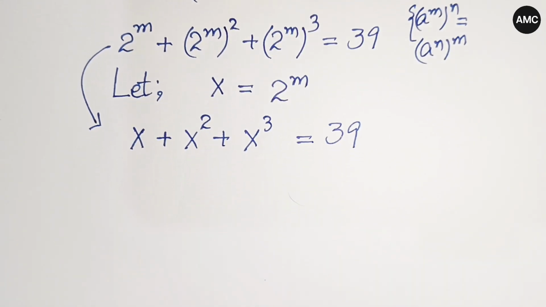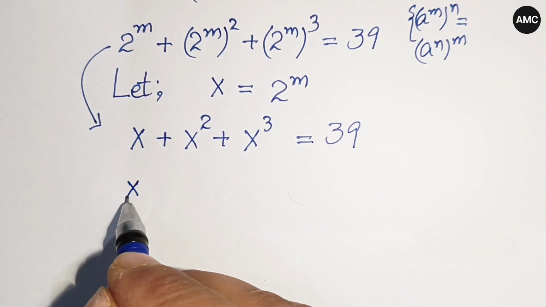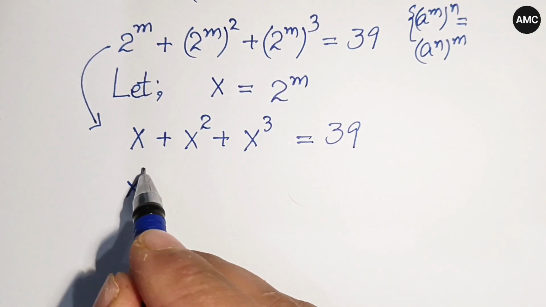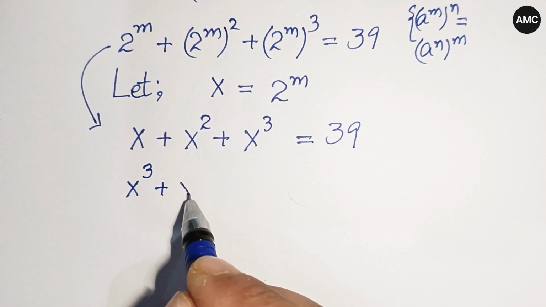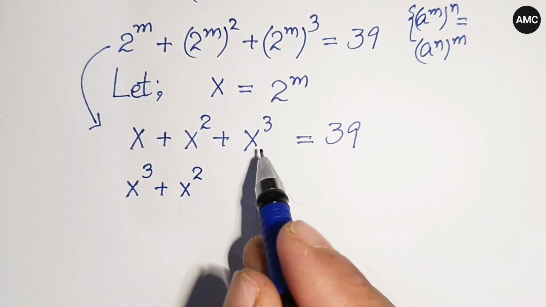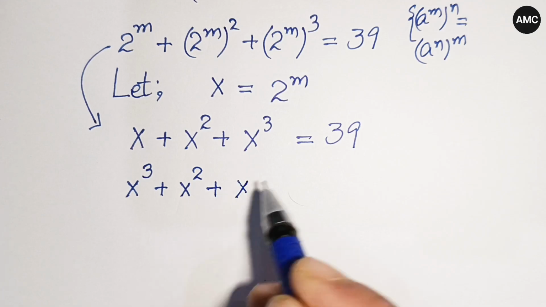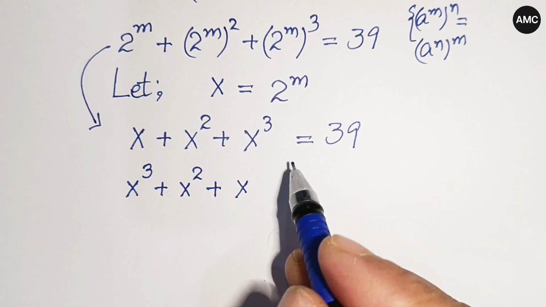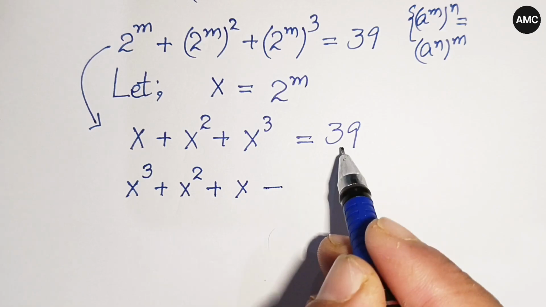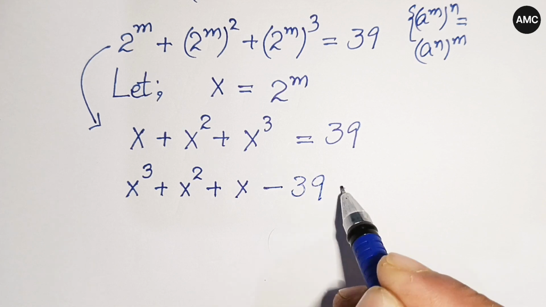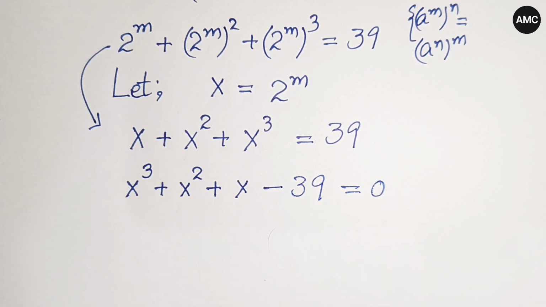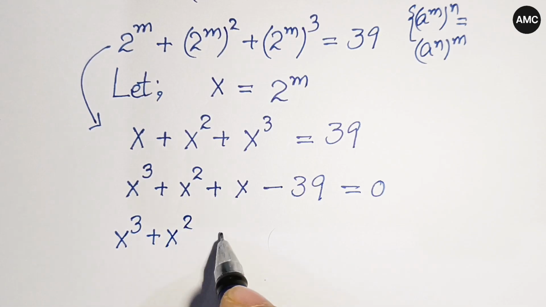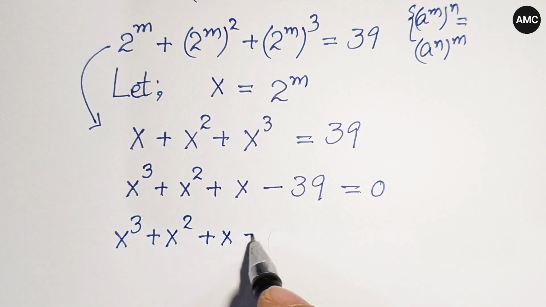Now if we rearrange this, we are going to write x cubed plus x squared plus x. Shifting this 39, we get minus 39, that is equal to 0. Now we have x cubed plus x squared plus x, and here this one is minus 39.